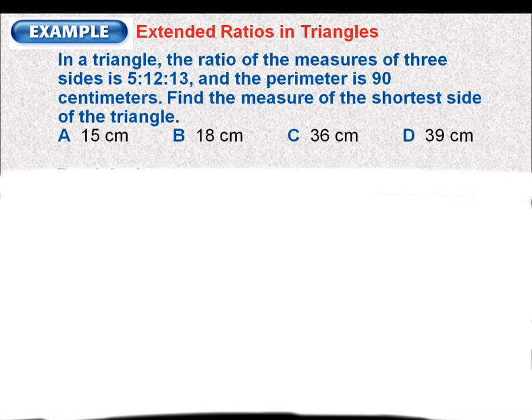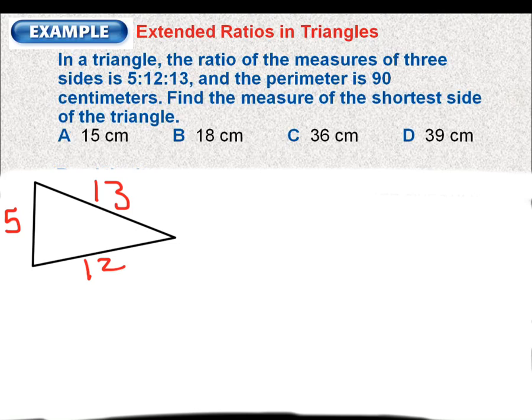So I want it to be proportional to a triangle that looks something like this. I'm just going to sketch out some random triangle. This triangle has sides 5, 12, 13. I want another triangle that's proportional to this one. The sides are proportional, but it has a perimeter of 90. The perimeter of this one is 30, right? 13 plus 12 plus 5 is 30. So I want another triangle that has proportional sides, but the perimeter is 90 instead. The question is, how do I find that?